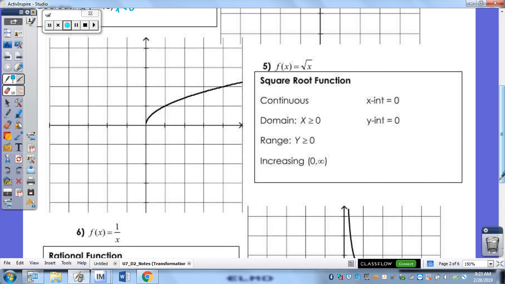Square root function. This is another one we don't use too often, but you never know when it's going to show up. So it is still continuous. It's all one curve. Domain is x greater than or equal to 0. Range is greater than or equal to 0. It's only increasing, but it is also only increasing when x is greater than 0 because that's where the graph only exists. It can't be increasing in the negatives because the graph doesn't exist there.